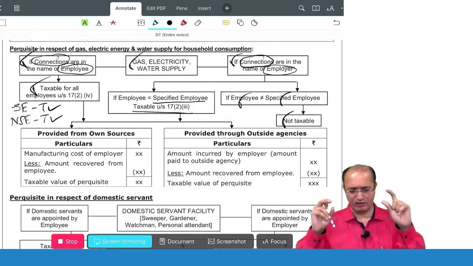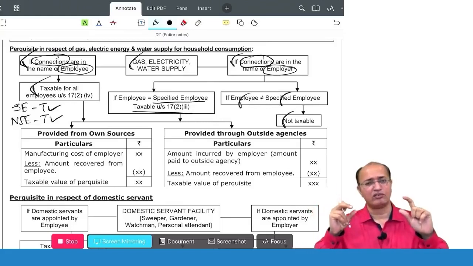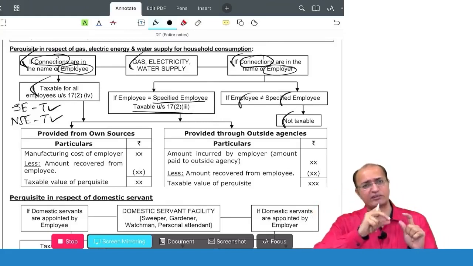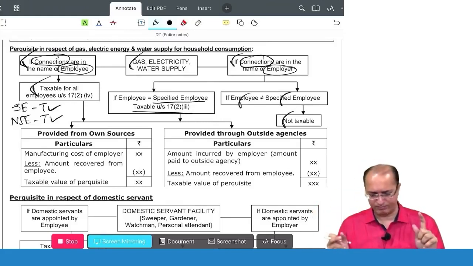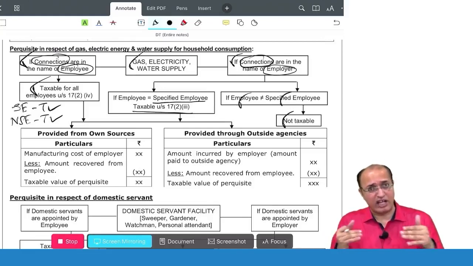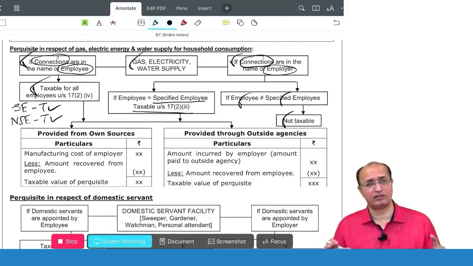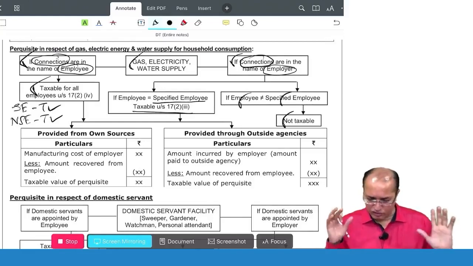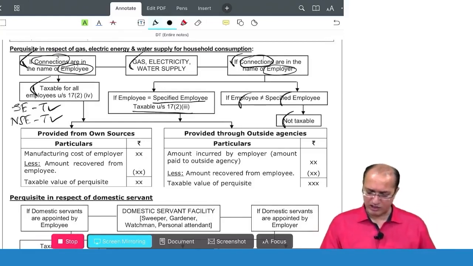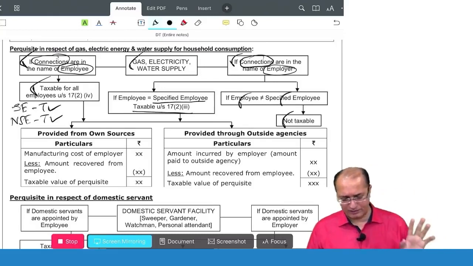Till now in this video, I have explained when it is taxable and when it is not taxable. Now the second part is, what is the taxable value of the perquisite? But first of all, have you understood the first part? When it is covered by 17(2) clause 3, and when it is covered by 17(2) clause 4.